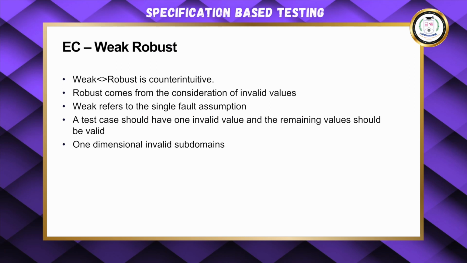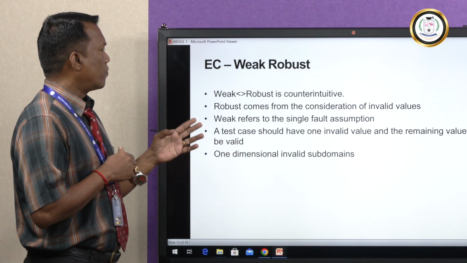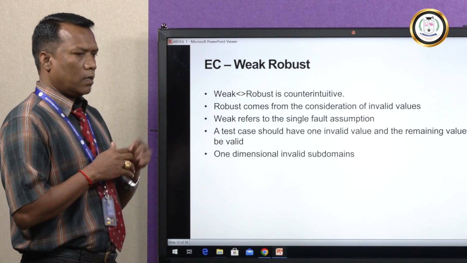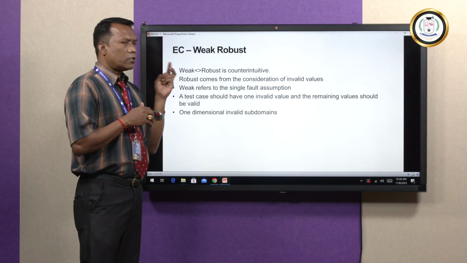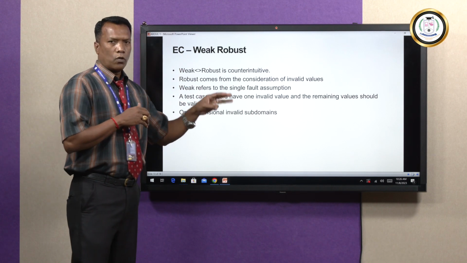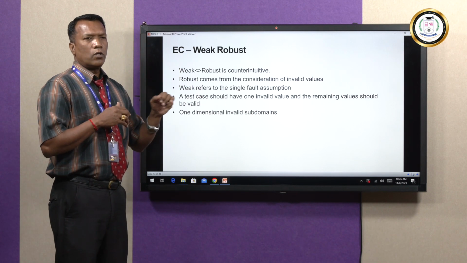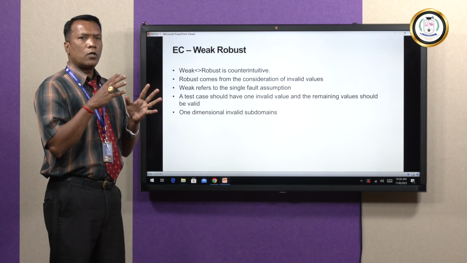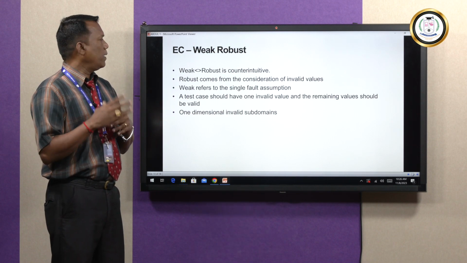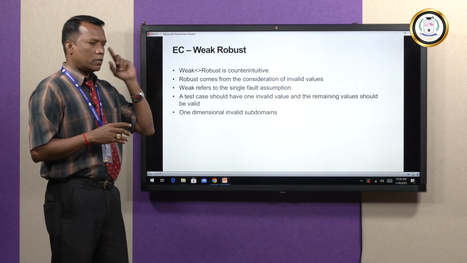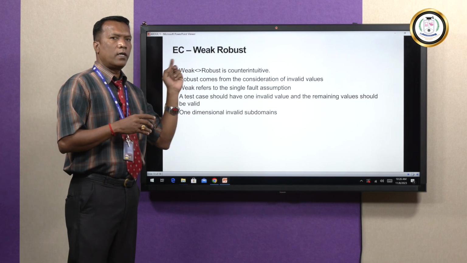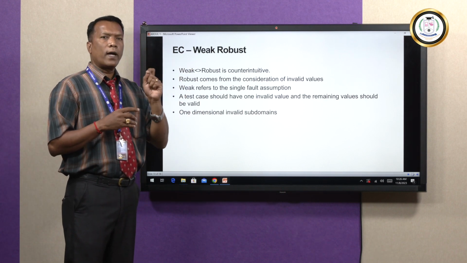A weak robust. What is this weak robust? It is counterintuitive. Robust comes from the consideration of invalid values. In the weak robust, we are going to take the values which are going to be negative, invalid values. In the weak and strong normal, we are taking only the values which are going to provide the output.